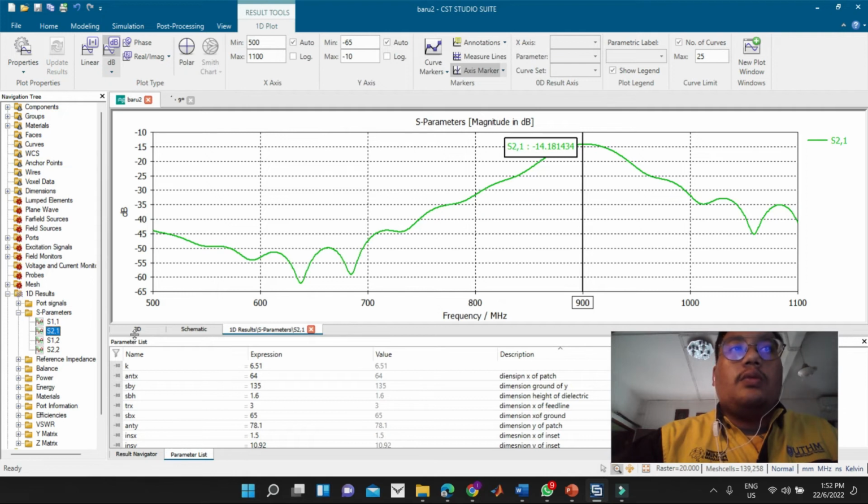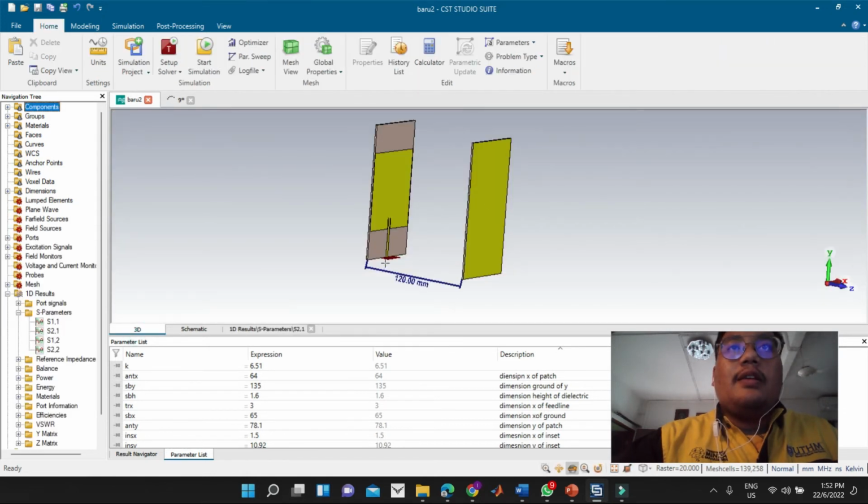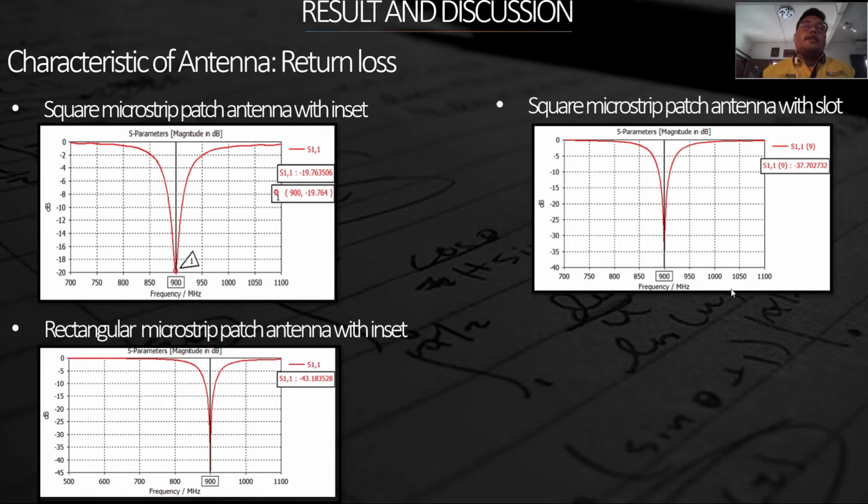So we need to redesign it and simulate again to get good performance above negative 11 dB. Next we talk about the result and the discussion.